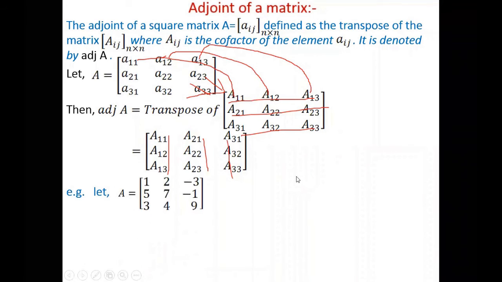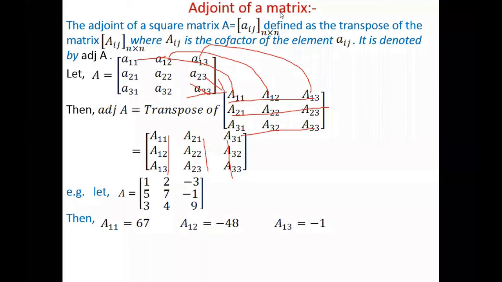So let us take an example where the matrix is 1, 2, minus 3, 5, 7, minus 1, 3, 4, 9. So we have to find all the cofactors of each of the elements, right? For the position of small a11, we will find it by capital A11. Now, capital A11 will be 67. How to find it? Remember, we have to eliminate this row and this column. We have element a11, that's why this column is eliminated and this row is eliminated.